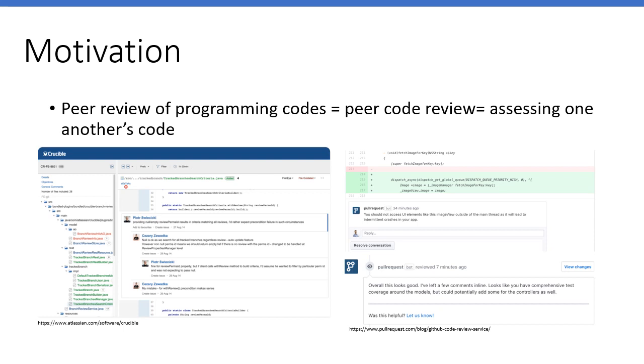Peer code review is mainly peer review that focuses on programming code. Besides in education, code review has been widely used in industry. It involves developers carefully assessing one another's code for mistakes, and it is frequently included as part of the software development process to identify as many defects as possible and to improve the quality of the code of software development projects.